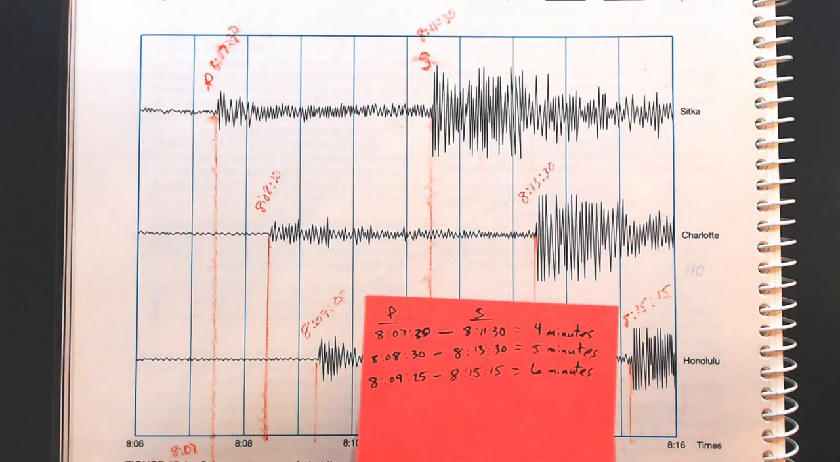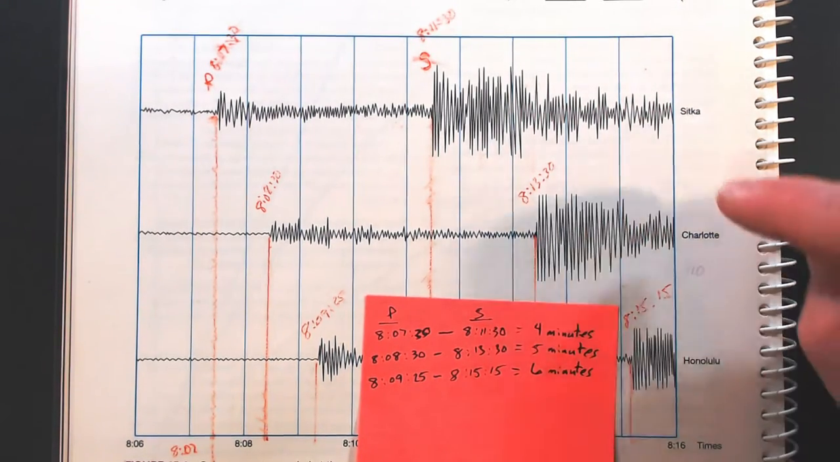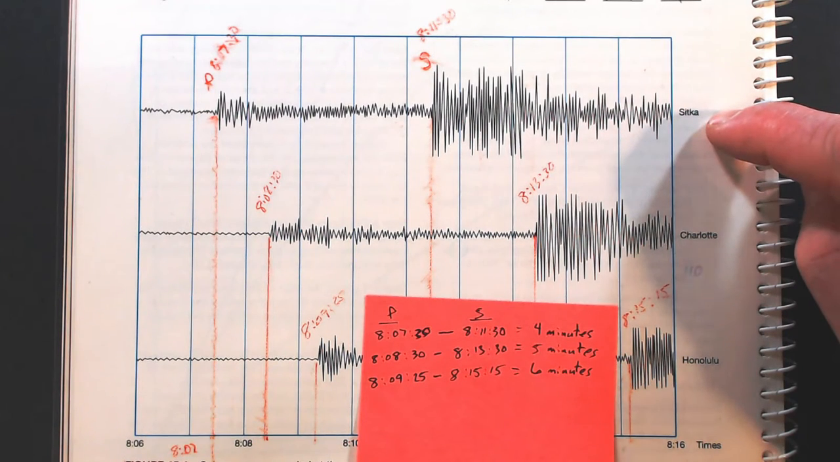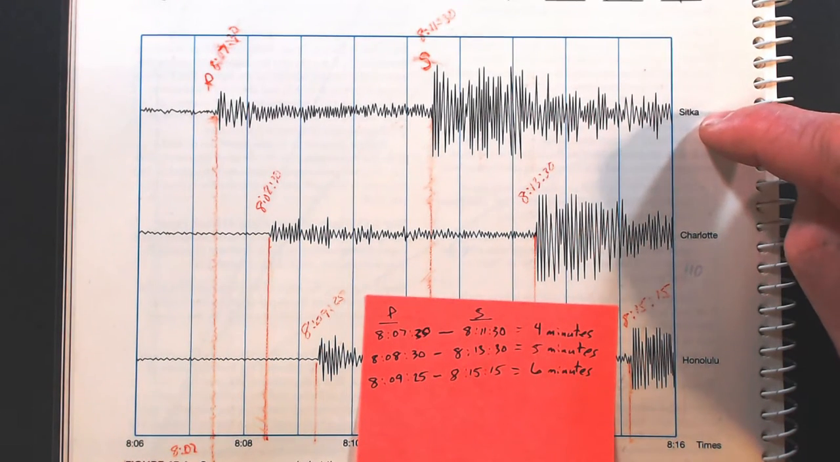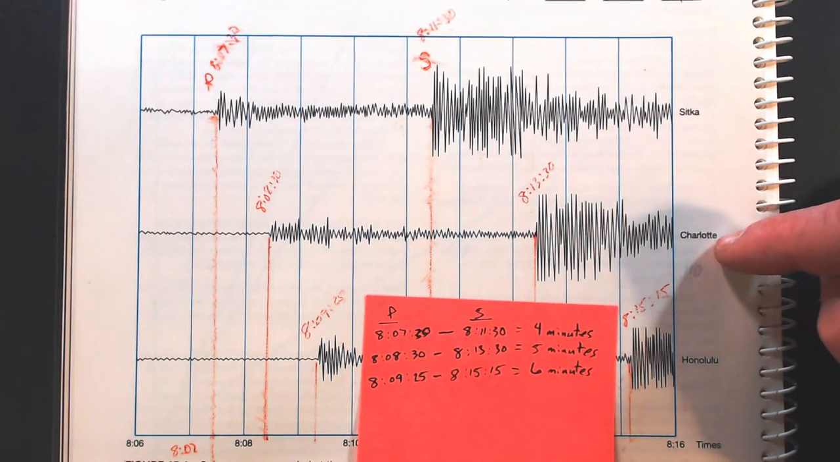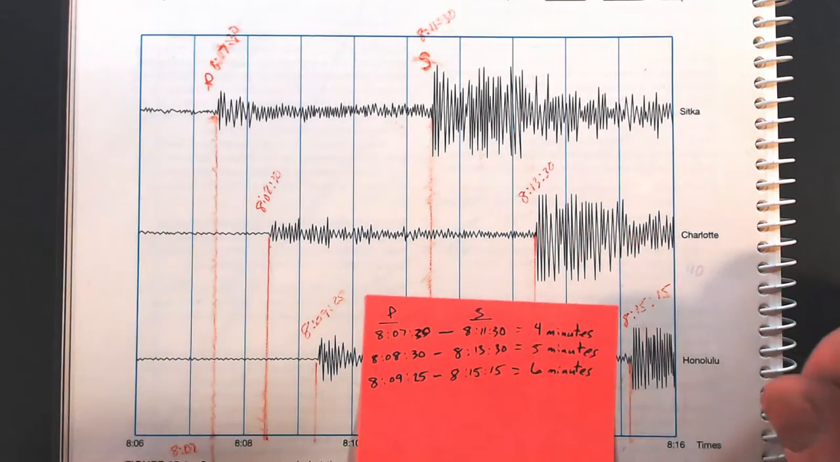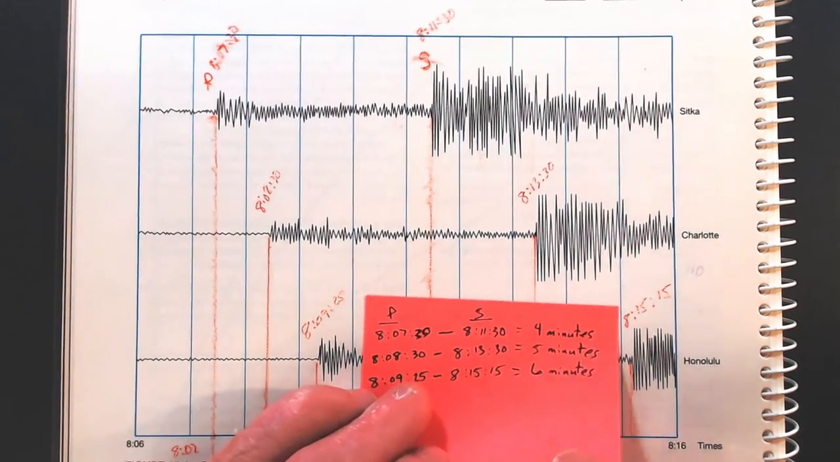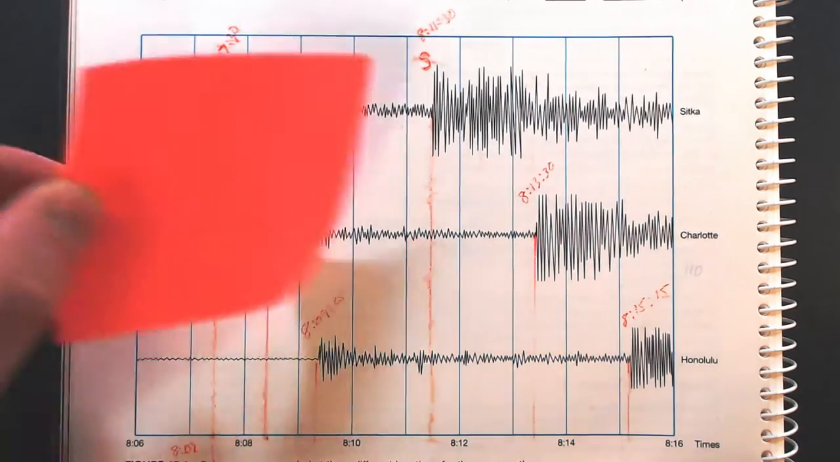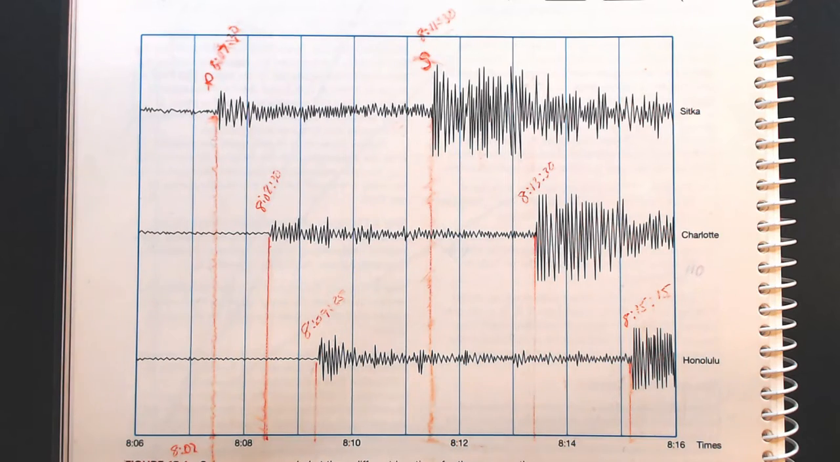Just keep it simple here. Now if I was to really do this and it really had to be accurate because we really wanted to find out what this is, then we have to make sure that we've got everything exactly the way it is. So I know that Sitka has a time difference of 4 minutes between the P and the S wave. Charlotte has a difference of 5 minutes between the P and the S wave, and Honolulu has a difference of 6 minutes between the P and the S wave.